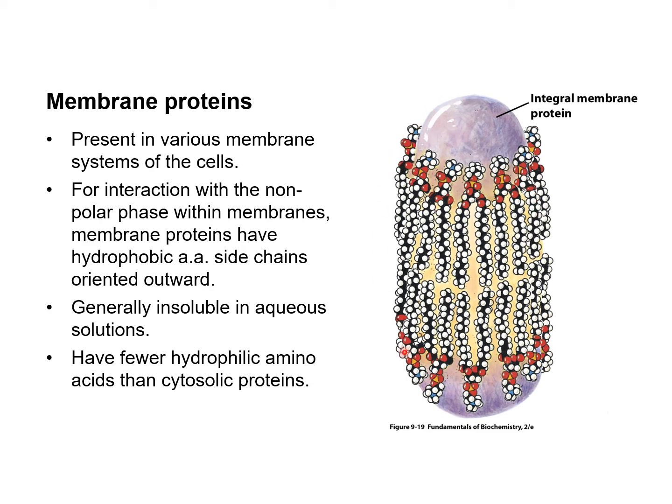And what you're looking at here is an integral membrane protein which spans across the lipid bilayer of the membrane. And these integral proteins, as well as other membrane proteins, contain hydrophobic amino acid side chains oriented outward on their interface for basically interacting with the nonpolar phase within the membranes, such as in these phospholipids. And since they contain the hydrophobic amino acids, they're generally insoluble in aqueous solutions such as water, and therefore they have fewer hydrophilic amino acids than cytosolic proteins.